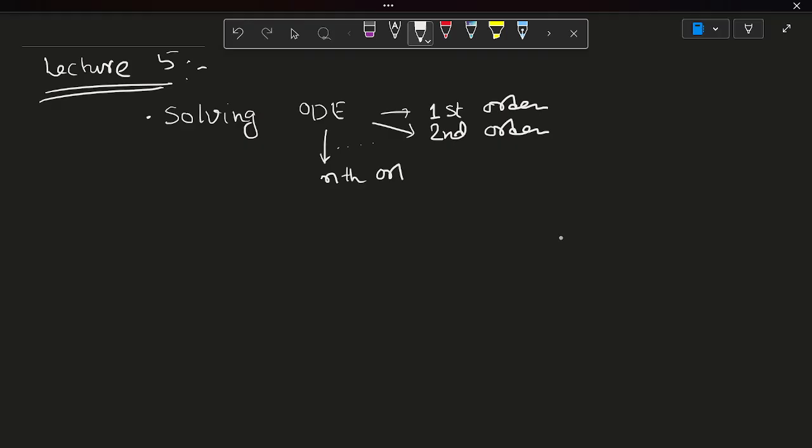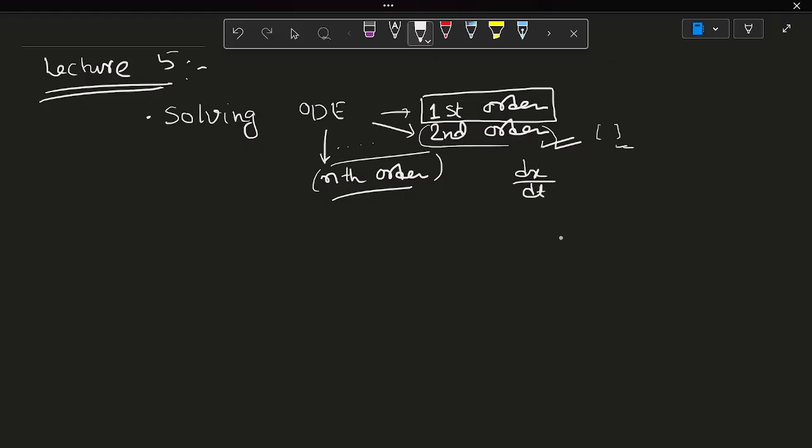If you understand the first order well, then you can solve any order of differential equation. If you have a second order differential equation, you can decompose it into first order equations. How is it done? Let me tell you briefly now, and I will discuss it in more detail. For example, you have this first order differential equation.